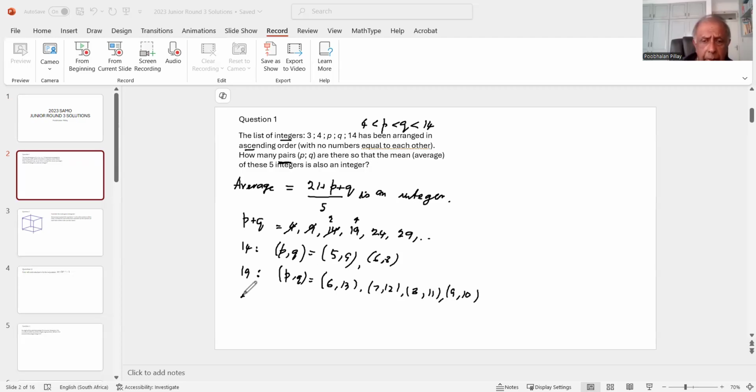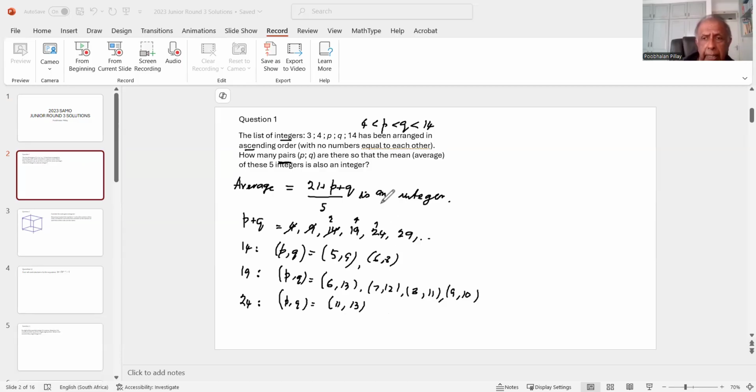Are there any which add up to 24? Well, you want 2 numbers between 4 and 14 which add up to 24, so they must be quite large. 11 and 13 will work. And so both of them are less than 14 and they are not equal. So this gives you one more.